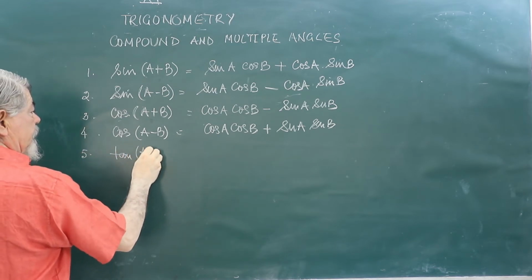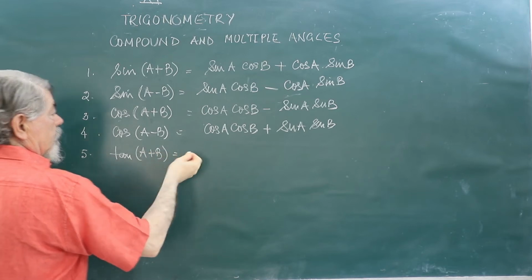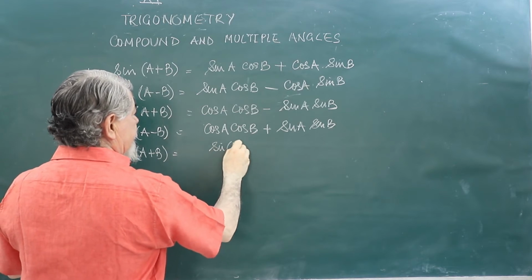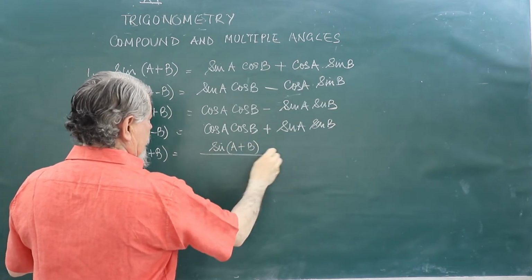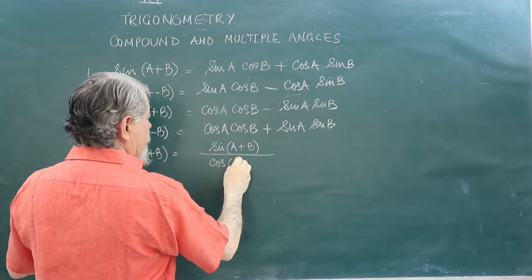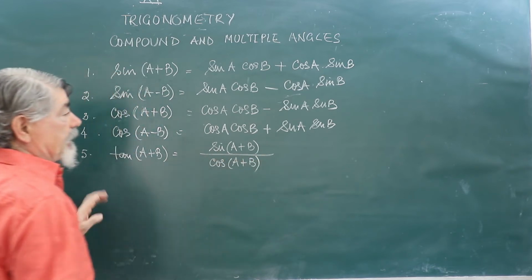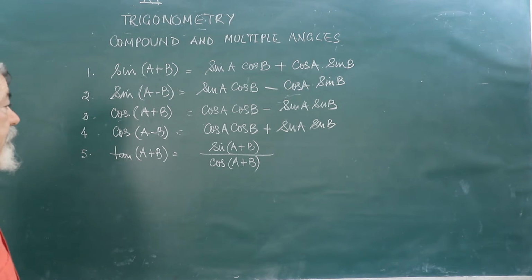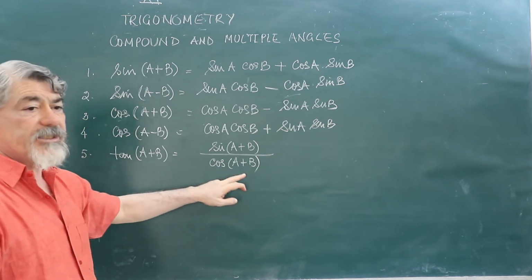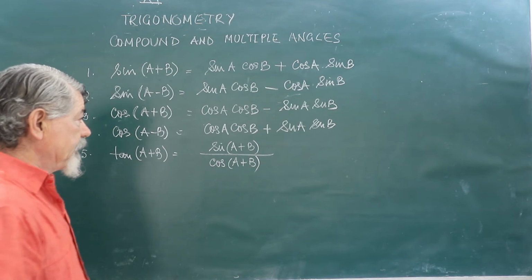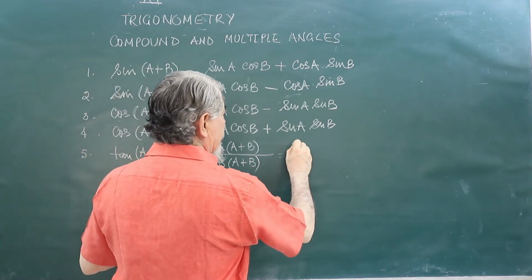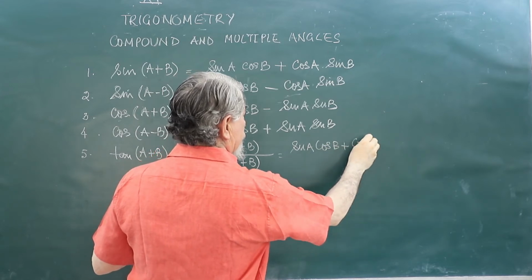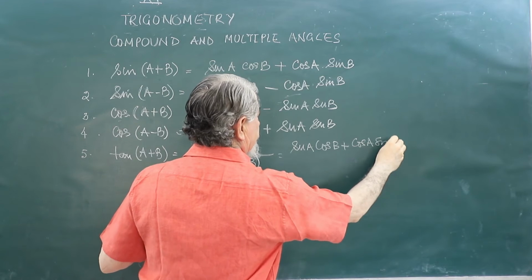Tan A plus B, let me derive it for you. It is sin A plus B divided by cos A plus B, because sin A plus B upon cos A plus B will give you tan A plus B. Now sin A plus B is sin A cos B plus cos A sin B.